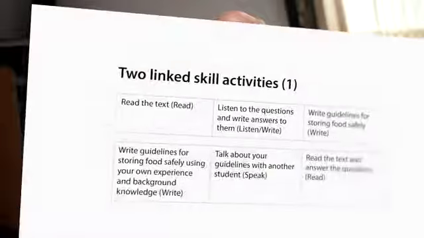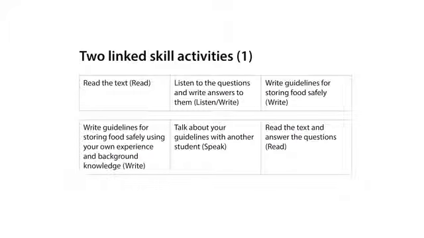Now let's look at some examples of the linked skills activity. Here's one example. The learners read a text. So this involves the skill of reading. Then they listen to questions which are based on the text and have to write answers to them. This actually involves 2 skills, listening and writing. That's the second step of that linked skills activity.